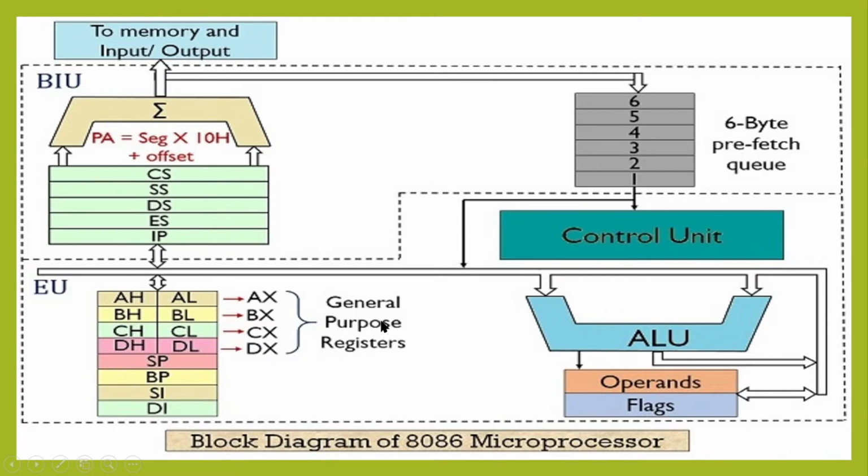In the 8086 microprocessor, we have two functional units. One is the bus interface unit, which is given here by the dotted line. The other is the execution unit, the remaining part of the IC. These two functional units work in parallel, to get the maximum output from the microprocessor.